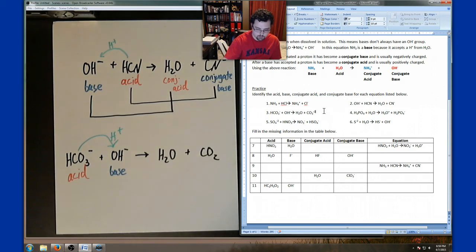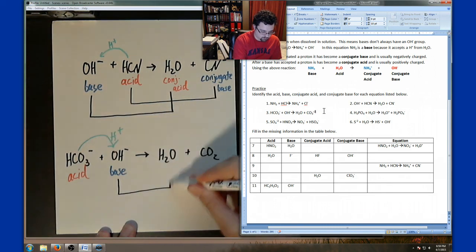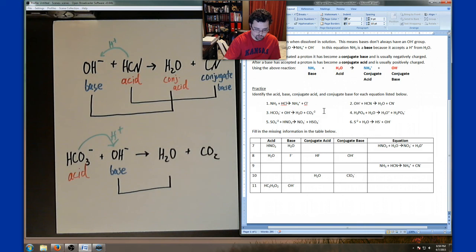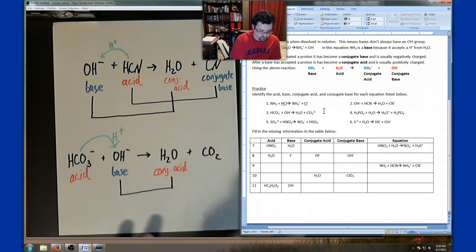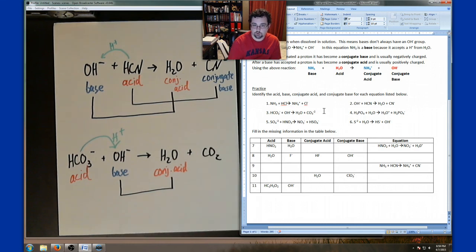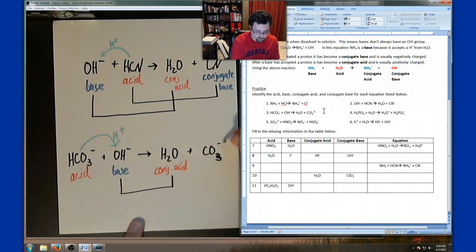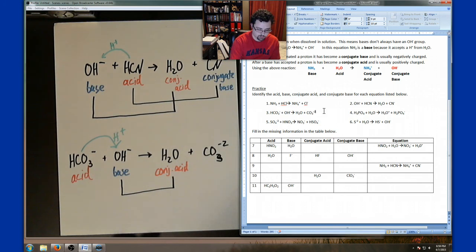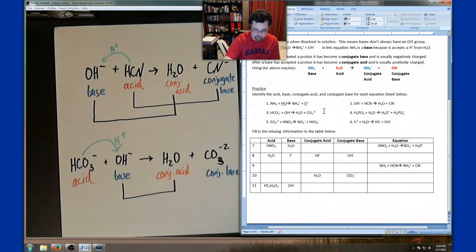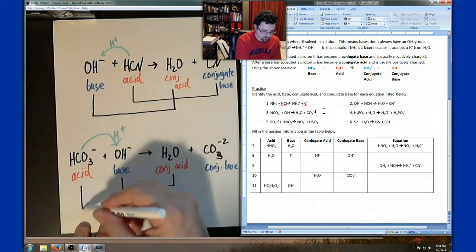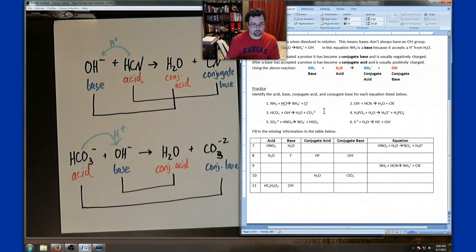Okay? So the base is going to gain an H+, meaning it's going to become H2O. So H2O here is my conjugate acid, which means CO2 is going to be, CO2, that's wrong, CO3 minus 2, oopsie. That means CO3 minus 2 is going to be my conjugate base, because once HCO3 minus donates that H+, it will change into CO3 negative 2.